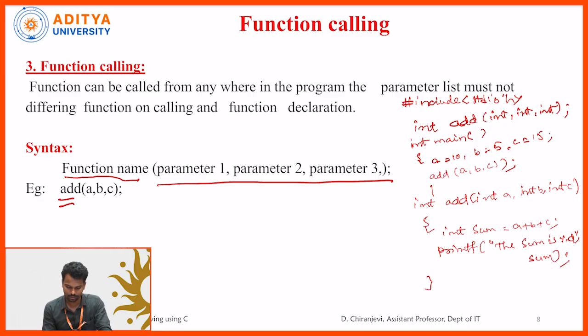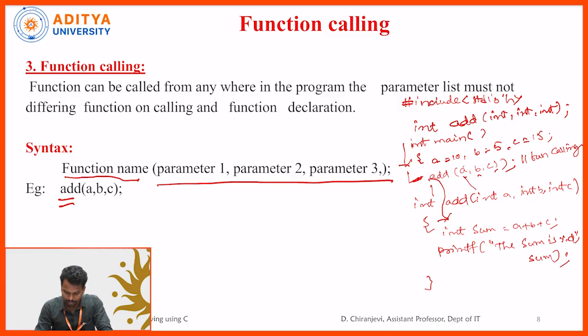Now, how does it work? The control execution will start from the main function. So you get a value, b value, c value. After that this is the function calling. Now when the function is called, what will happen? From this line control will go to the definition of the function. In the definition, what is going on? In the function call we pass a, b, c, so a gets value 10, b gets value 5, c gets value 15.